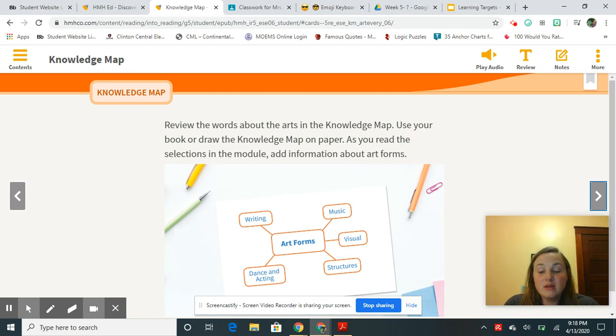So this page is all about our knowledge map. So in your book, you're going to have a knowledge map where you're going to be able to write down, just like we have before, as we read throughout the module. So this one's going to be all on different types of art forms. So what do you notice about writing as an art form compared to music, visual art forms? What structures do we see? How about dance and acting? What are some things that we notice that are similar and what are different between each of these different types of art?